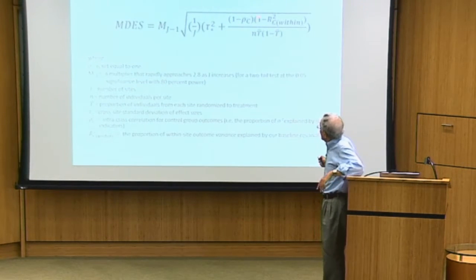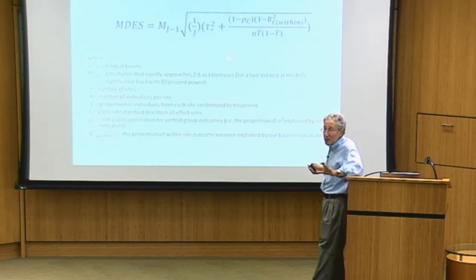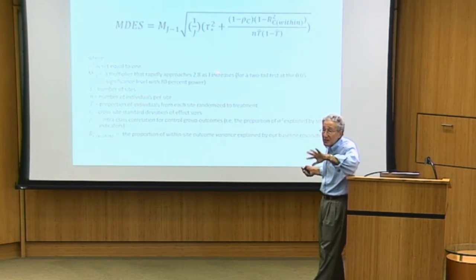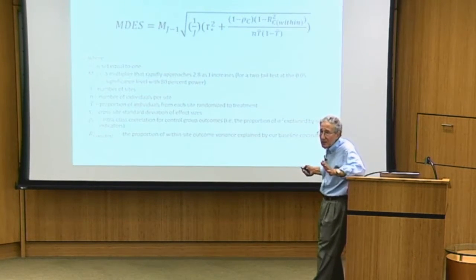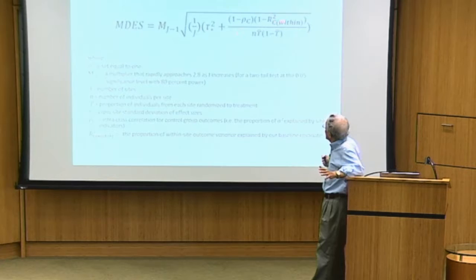It's a standard error for a standardized variable where the outcome is in z-scores. Remember, everything's in effect size here. So this is an expression for an outcome that's in z-scores. There's a different expression for an outcome in its original units. But this is the expression for the standard error. Let's start with that. Okay?